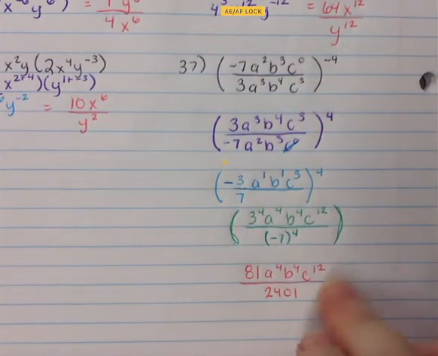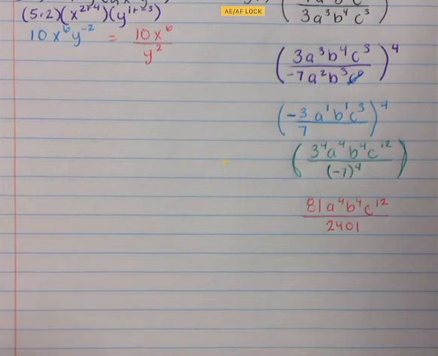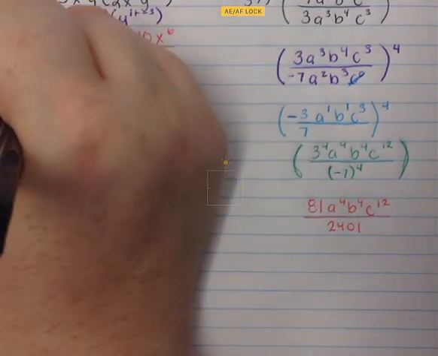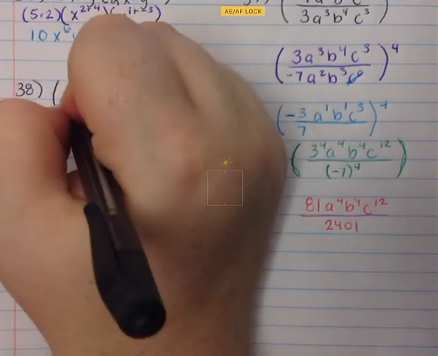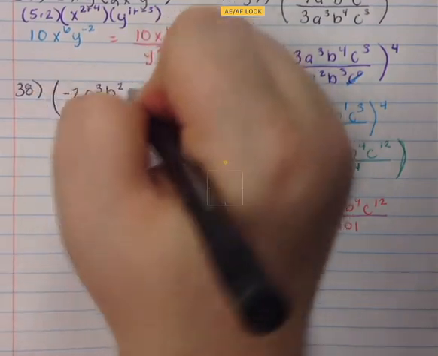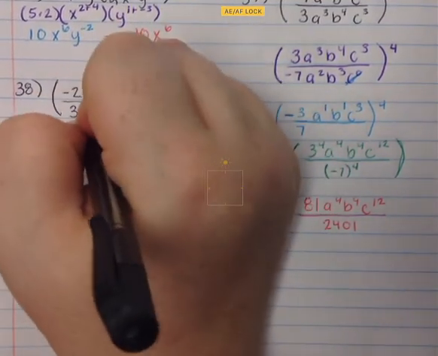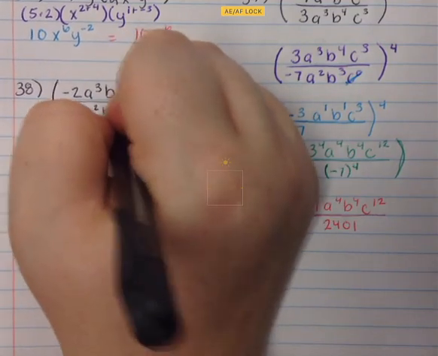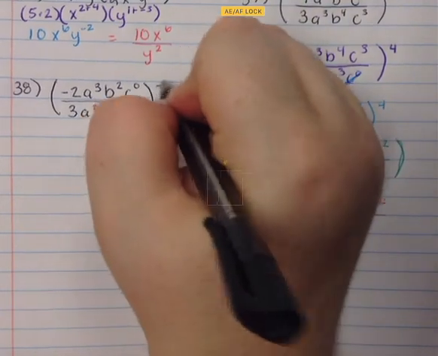That one was a longer one, which is why I wanted to put it on a different piece of paper. And the last problem is number 38. I'm going to come over here, 38. 38 is big parentheses, negative 2a cubed, b to the second, c to the 0, all over 3a squared, b cubed, c to the 7th, close big parentheses, all raised to the negative 2.